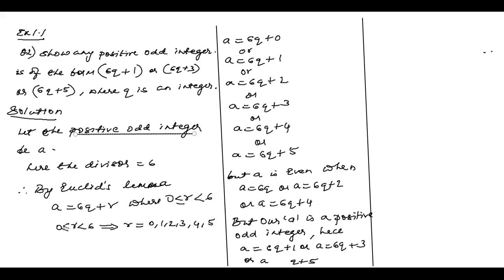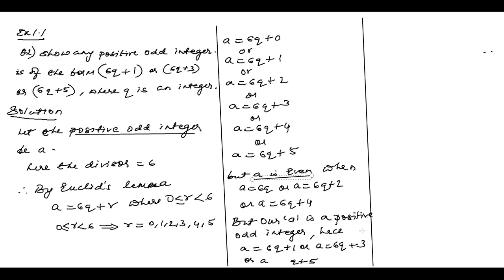Now, r is greater than or equal to 0 but less than 6, which implies r equals 0, 1, 2, 3, 4, 5. So if I take all these values, a is equal to 6q plus 0, or a is equal to 6q plus 1, or 6q plus 2, or 6q plus 3, or 6q plus 4, or 6q plus 5. But here, a is an even number when a is equal to 6q, or 6q plus 2, or 6q plus 4. But a is a positive odd integer, as stated in the question.